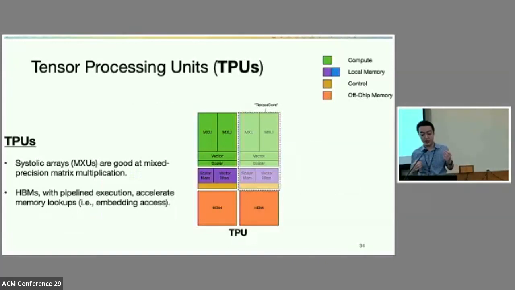So first we have tensor processing units, or TPUs, from Google. Each TPU version 3 chip includes 2 tensor cores, each of which uses systolic arrays for mixed precision matrix multiplication. Additionally, each tensor core also efficiently utilizes its HBM with embedding accelerators and pipeline execution.